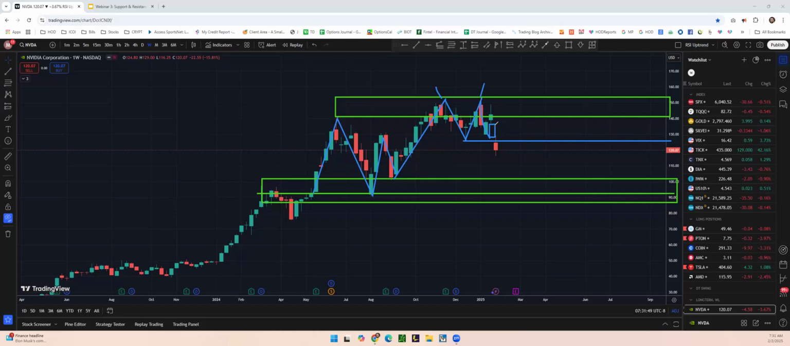It gapped down. So pre-market, aftermarket, the price moved sharply down, right? So now you have price that's closed below the neckline. This is a weekly chart, sorry, that's closed below. That means it's only logical to say that price will retest this area, right? It'll retest this area right here.